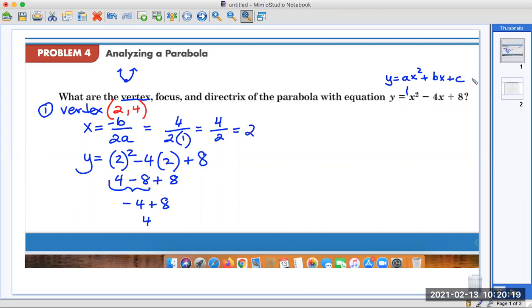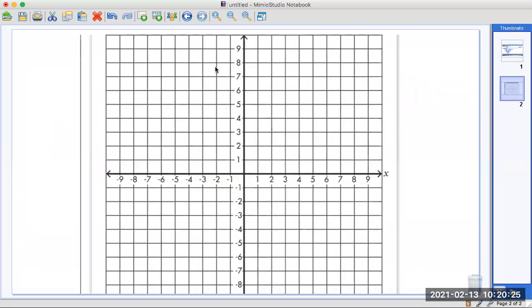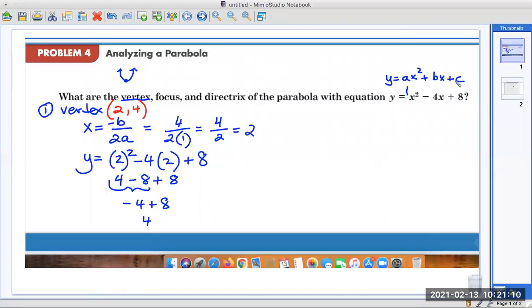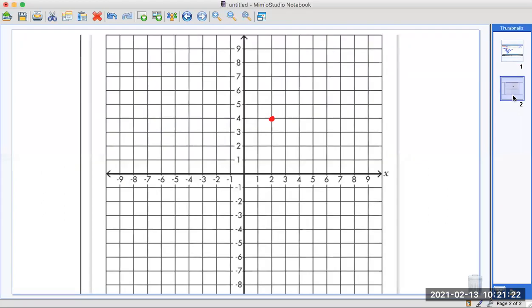Now I'm going to look at my graph, because I always like plotting it out. So I have a coordinate plane here. 2, 4 is right here. And remember, I said my parabola opens up. I also know that my y-intercept is the last number, which is called a constant, because I never multiply or do anything to it. So my constant is 8, and that tells me the y-intercept. That is right here.